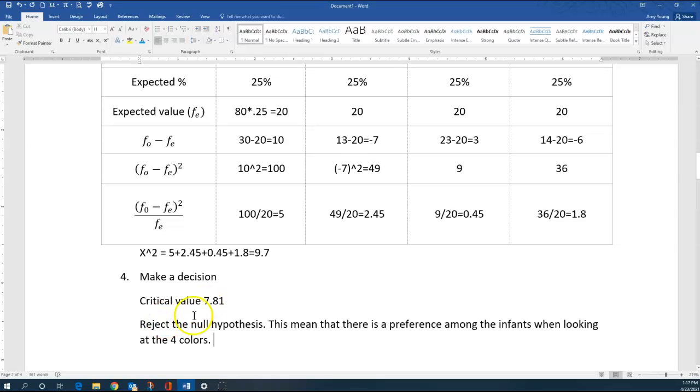Okay, but again, the reason we're saying we're going to reject the null hypothesis, that there is no preference between them, is because my chi square value, 9.7, is larger than my critical value at 7.81. And as long as this number, 9.7, is larger than my critical value, that is a reject the null hypothesis.